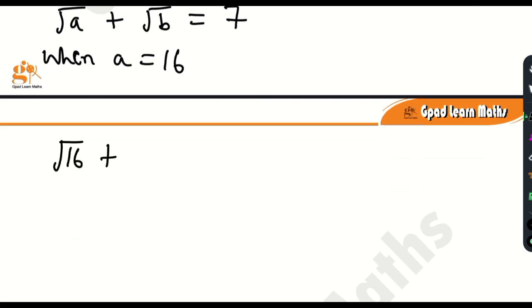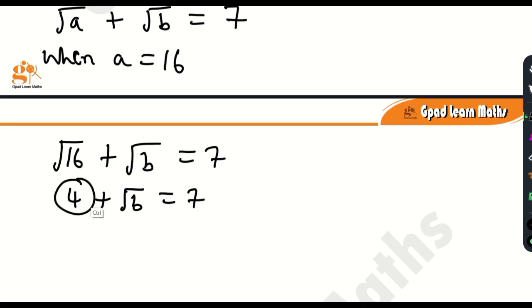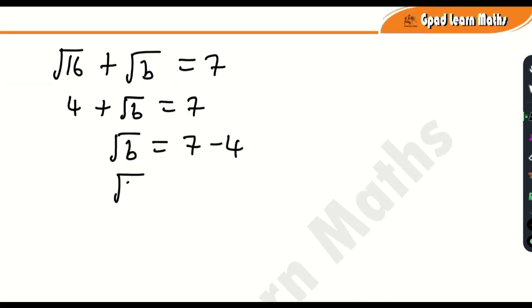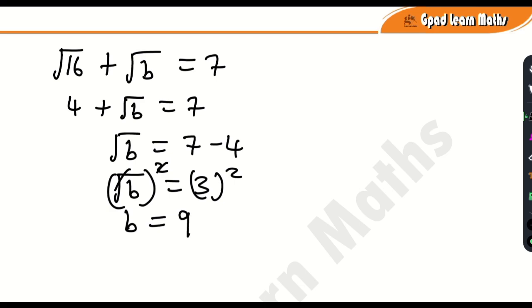That's root 16 plus root B is equal to 7. What is the square root of 16? That's 4. So you have 4 plus root B is equal to 7. Let's transpose 4 to the right hand side. I'm going to have that root B is equal to 7 minus 4. What is 7 minus 4? That's 3. So the square root of B is equal to 3. But we need to get B, so I will square both sides. When you square this, and when you square this, square cancels the square root. You have that B is equal to 3 raised by 2 is 9. So when A is equal to 16, B is equal to 9.